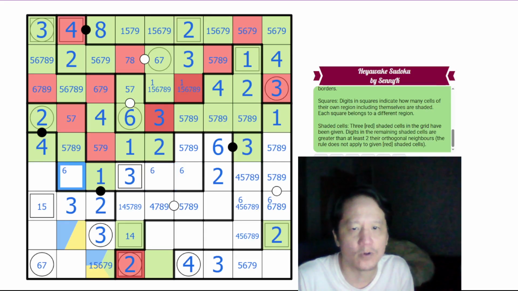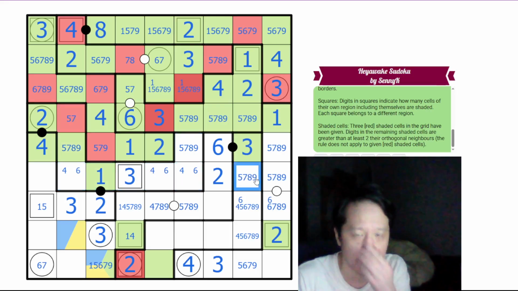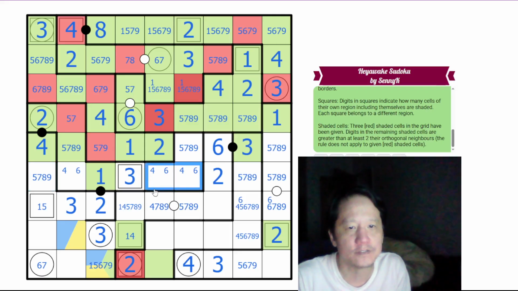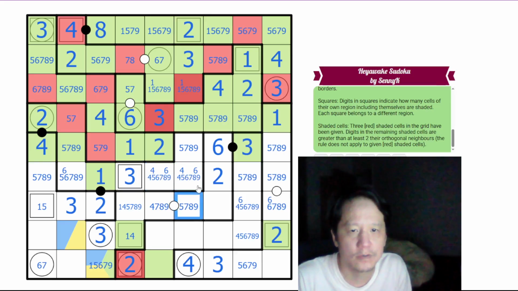We have to have 4 in one of these 3 because we don't have 4 available in the rest of the region, so this cannot be 4 here. This then has to be 5, 7, 8, or 9. And this is 4, 5, 6, 7, 8, 9. No 4 here. So one of these 2 is 4. This can't be 4 here. So where's the 4 in this region? It has to be here. So this is 4. 1 eliminates 1 here, so it's 4.